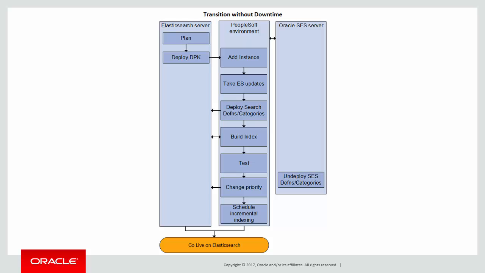This graphic shows the high-level steps to transition from SES to Elasticsearch without production downtime. Note in this example that the new Elasticsearch instance is added to the PeopleSoft production environment, coexisting with the SES instance. SES search can still be used while you complete Elasticsearch indexing and acceptance testing in the production environment before going live on Elasticsearch.